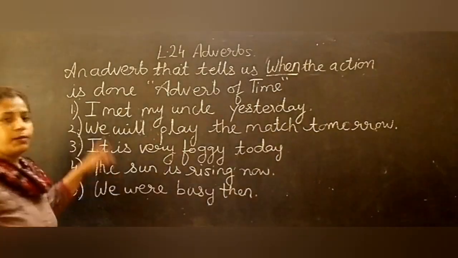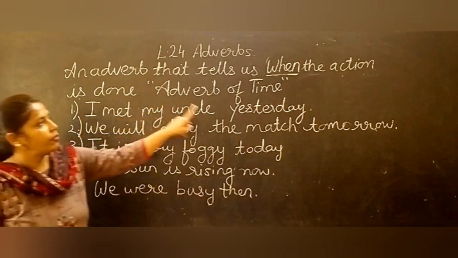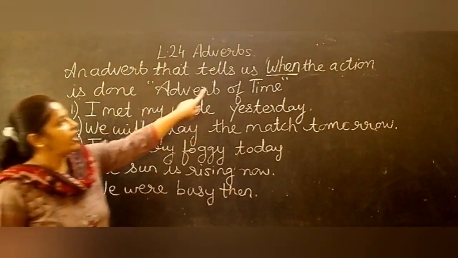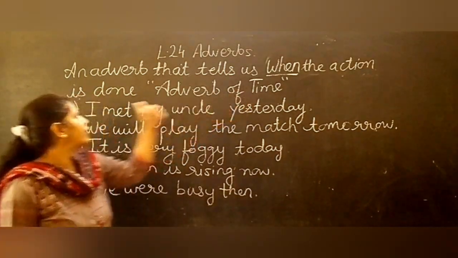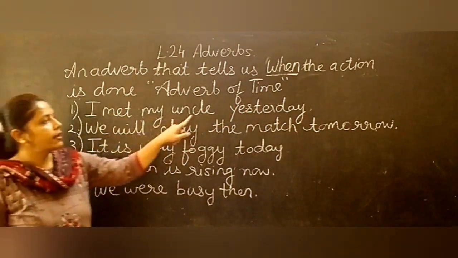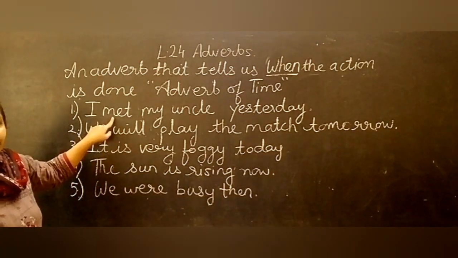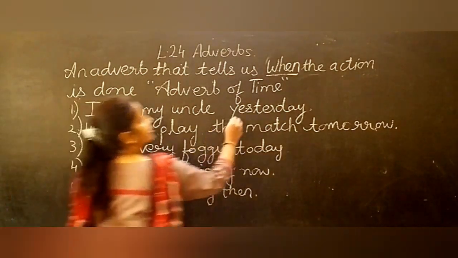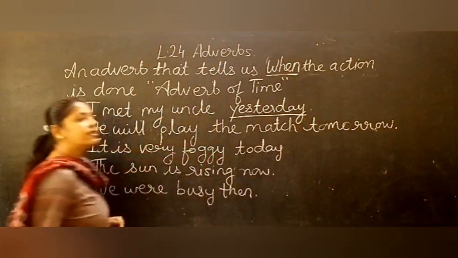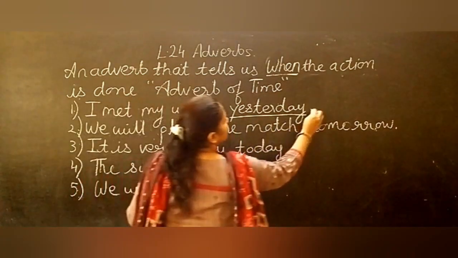So now let's come to the second adverb, that is adverb of time. In adverb of time, we ask the question when the action is done. Let us see the sentence. I met my uncle yesterday. When did I meet my uncle? Yesterday. It is suggesting us the time. So that is our adverb.